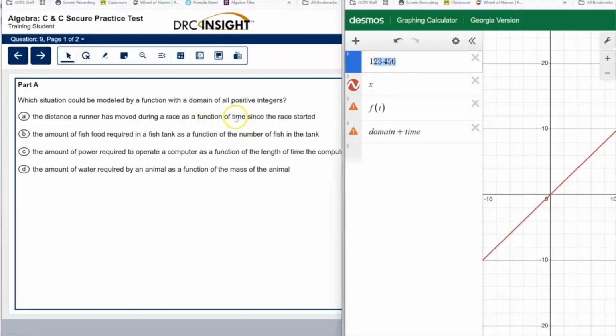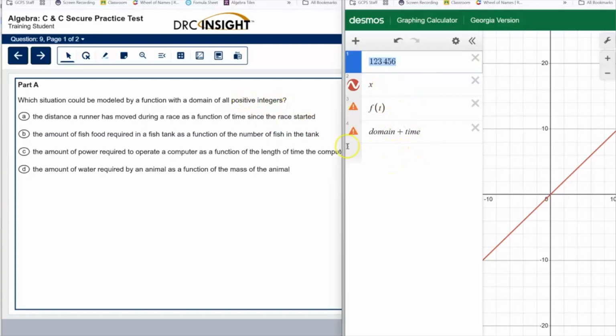All right, so if I'm looking at time, is that only going to be 1 second, 2 seconds, 3 seconds, 4 seconds? No, time doesn't jump that way, because I can have 1.1 seconds or 1.2 seconds or 1.0005 seconds. Time is continuous, it is not discrete.